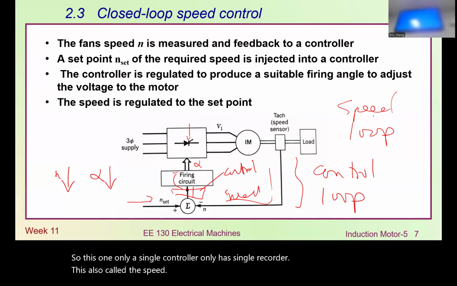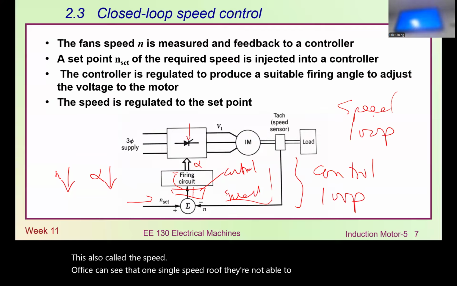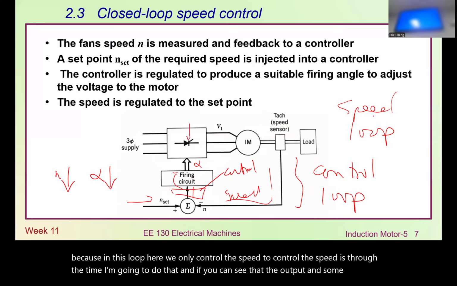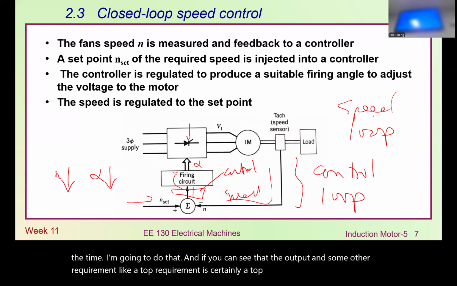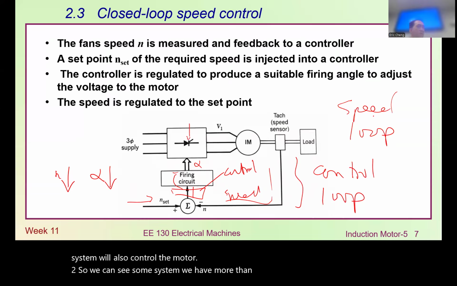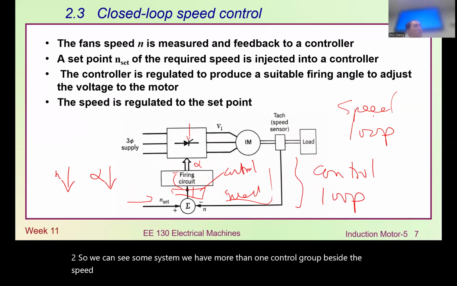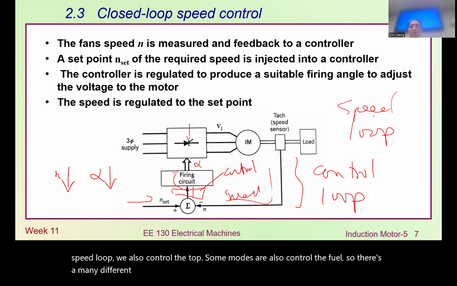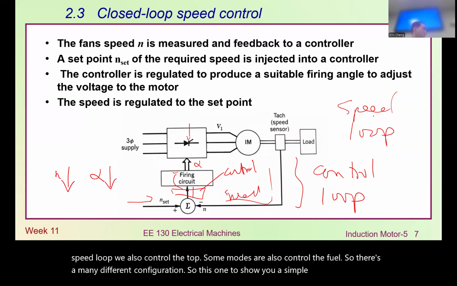Obviously, you can see that with one single speed loop, we're not able to control it really well, because in this loop we only control the speed. To control the speed, we go through the firing angle. But if the output has some other requirement, like a torque requirement, and suddenly the torque requirement changes, then we may not be able to respond so quickly. That's why in many motor control systems, we also control the motor torque. So some systems may have more than one control loop. Besides the speed loop, we also control the torque. Some motors also control the fuel. So there are many different configurations. This one shows you a simple method of how we control the motor speed.